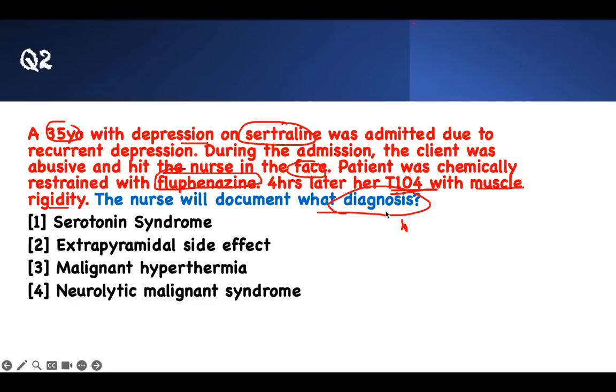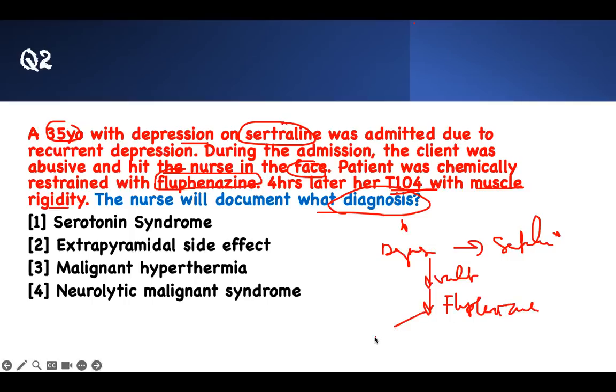Critical thinking. This can be a full case, right? I'm looking for diagnosis. I have a depressive patient, right? Taking sertraline. This is a distractor, right? It is unnecessary. The main problem, the patient became violent. You see how I'm summarizing the case? And then we give the patient fluphenazine. You have to recognize it. All of a sudden, temperature is 104 and muscle rigidity.